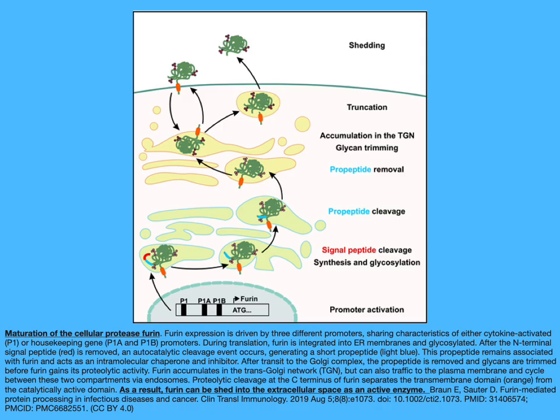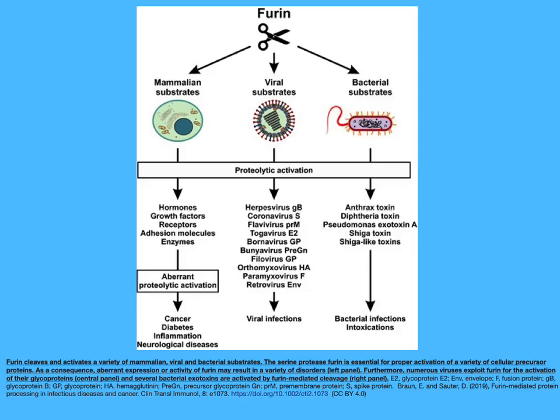Maturation of the cellular protease furin. As a result, furin can be shed into the extracellular space as an active enzyme. Furin cleaves and activates a variety of mammalian, viral, and bacterial substrates. The serine protease furin is essential for proper activation of a variety of cellular precursor proteins. As a consequence, aberrant expression or activity of furin may result in a variety of disorders.